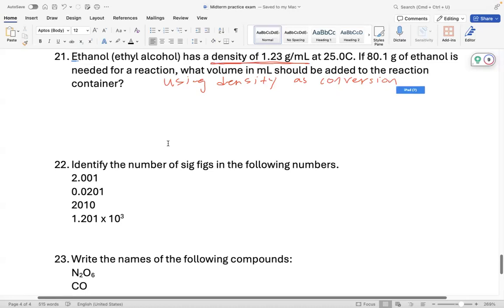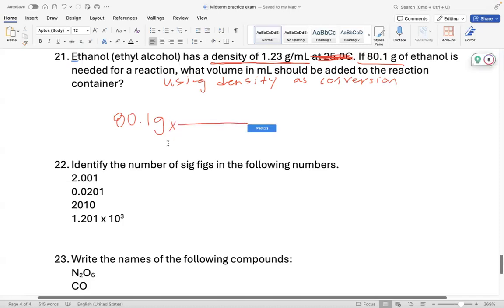So in this density problem, this 25 degrees Celsius, just ignore it. I don't know why they added the temperature, to throw you off, I guess. All right, so then our given is this 80.1 grams. We never want to start with a conversion factor because we don't know what unit we want on top or bottom, right? So you always want to start with your given.